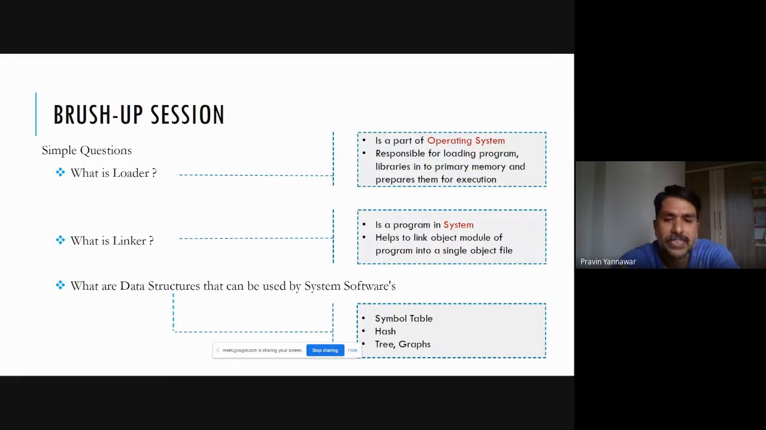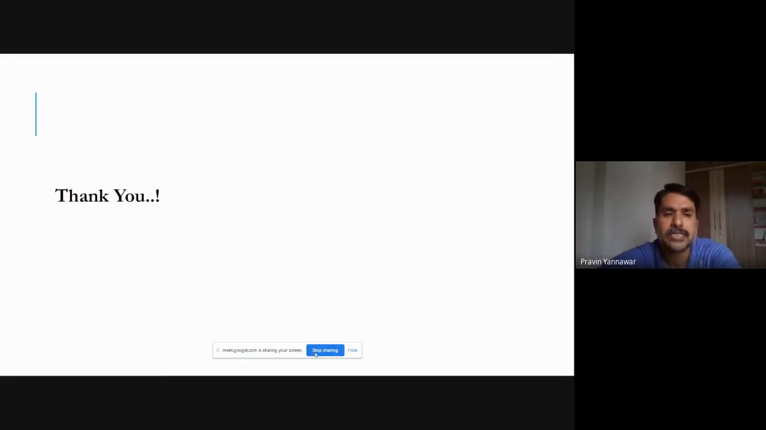So as far as the prerequisite for this course is concerned, you must be able to understand some of the concepts related to the system software. You must have a good exposure to data structures, and you must have a good exposure to the programming system. Okay, so this is the end.